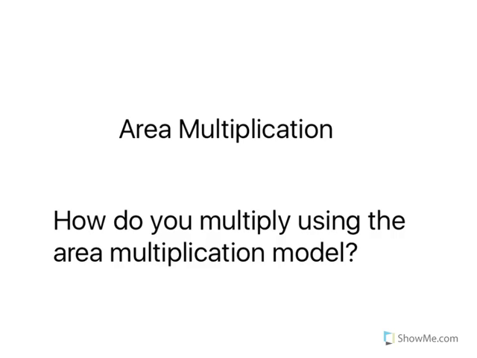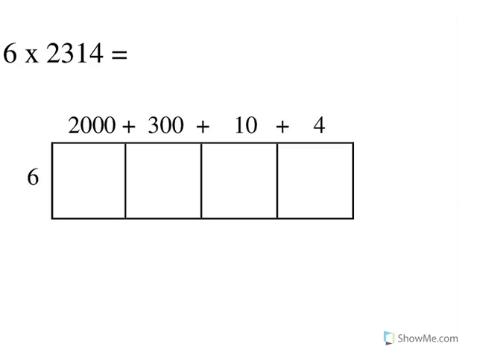How do you multiply using the area multiplication model? Here we have 6 times 2,314. Well, I break down the 2,314 into place value by 2,000 plus 300 plus 10 plus 4. I don't have to break my 6 down because it's already a one-digit number.